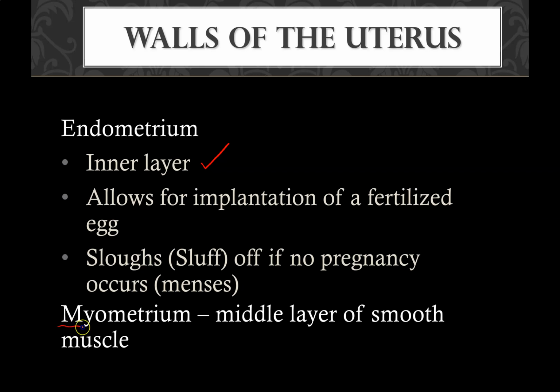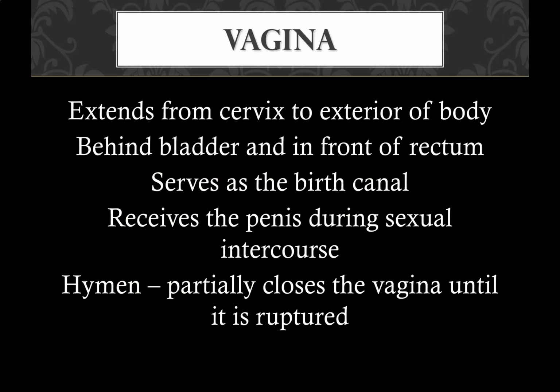And then the myometrium, that's where the muscles are in that middle layer. And again, that's also important to help get rid of that inner layer if you don't need it each month, and also help push the baby out when the baby is ready to be born. So the 2 layers, endo and myometrium, are very important in the uterus.